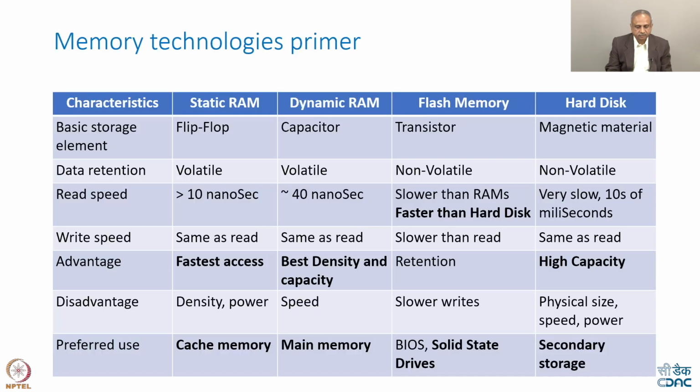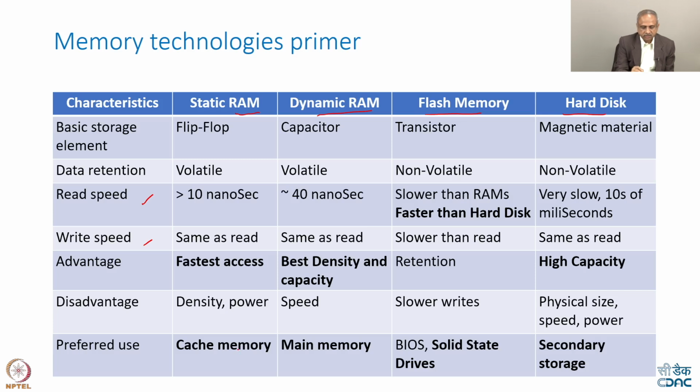So, here we have shown 4 types of memories which are commonly used: the static memory, the dynamic memory, the flash memory and the hard disk. Each one of them uses a different basic storage element and they have other characteristics like volatility and the speed of access, as has been indicated in these 2 rows. Now, the reason why each one of them is used for a specific purpose is shown in bold.